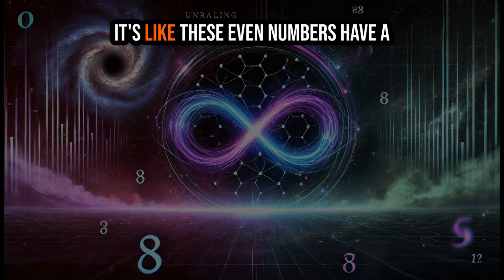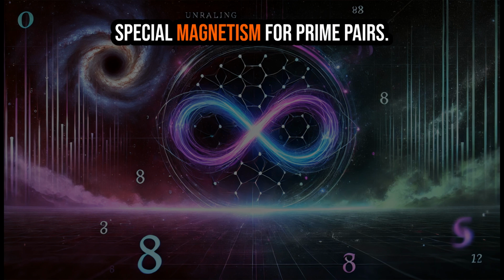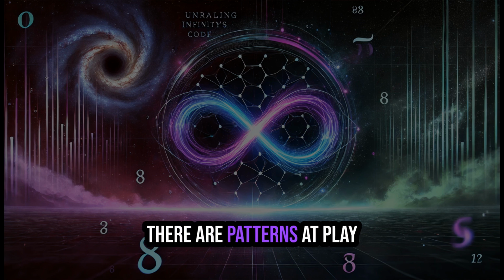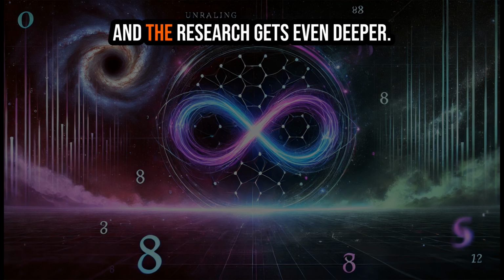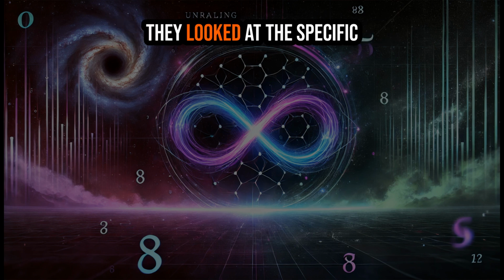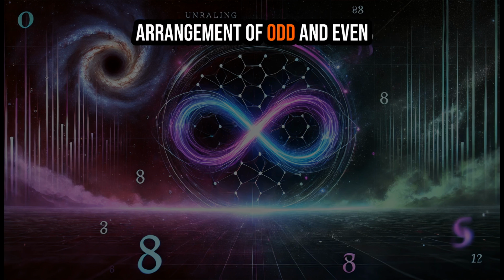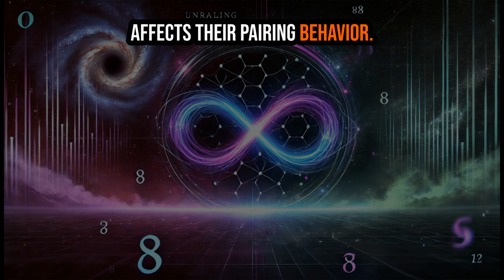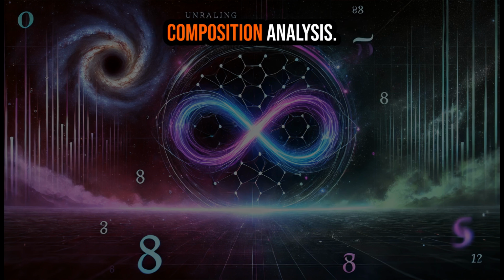Exactly. It's like these even numbers have a special magnetism for prime pairs. So it's not just random scattering of primes. There are patterns at play here. Yes. And the research gets even deeper. They looked at the specific arrangement of odd and even digits within prime numbers and how that arrangement affects their pairing behavior. They call this digit composition analysis.